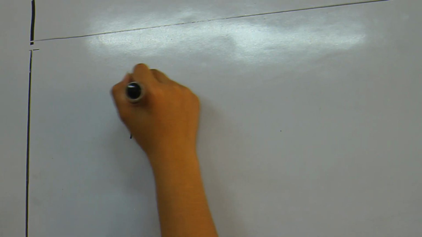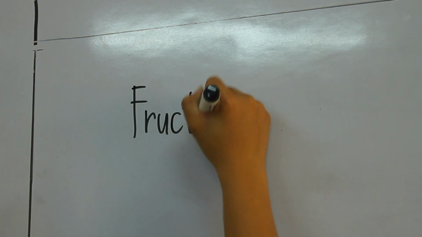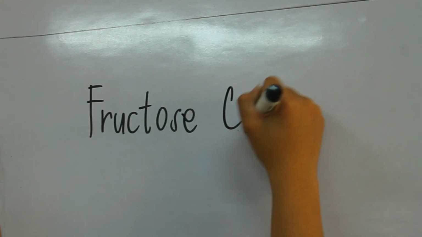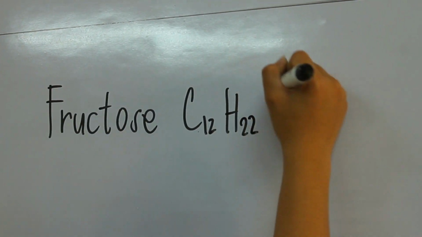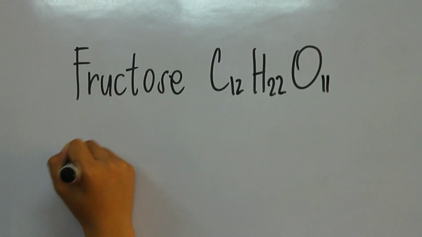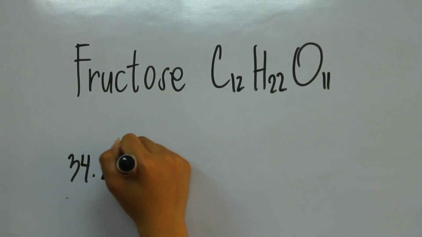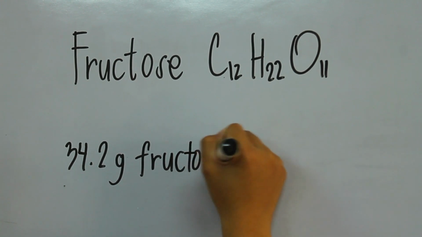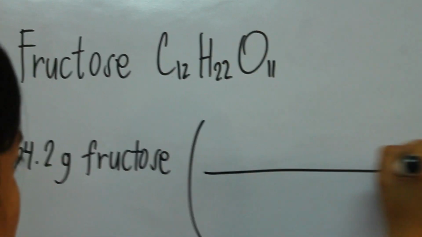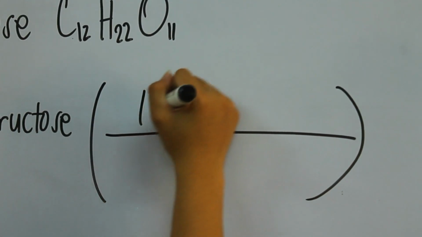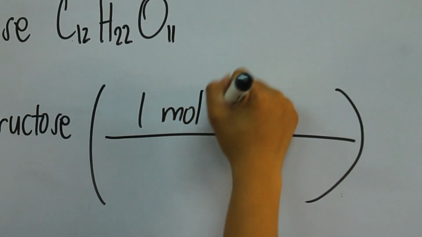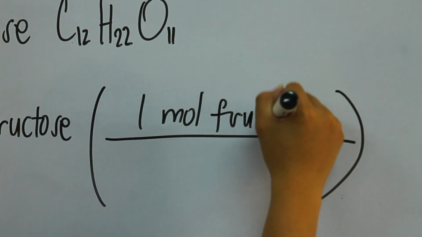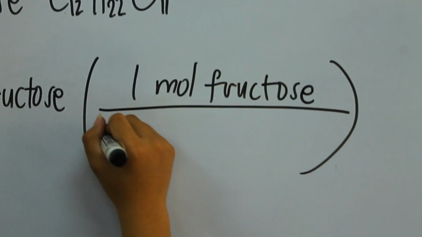To make more sense of this diagram, we need to see it in action. Suppose we have 34.2 grams of fructose and we need to know how many moles of fructose it contains and how many molecules of fructose it contains. Let's plot 34.2 grams of fructose on a side. Multiply that by the desired unit over the given unit. We'll have 1 mole of fructose on the numerator and have the molar mass of fructose at the denominator.